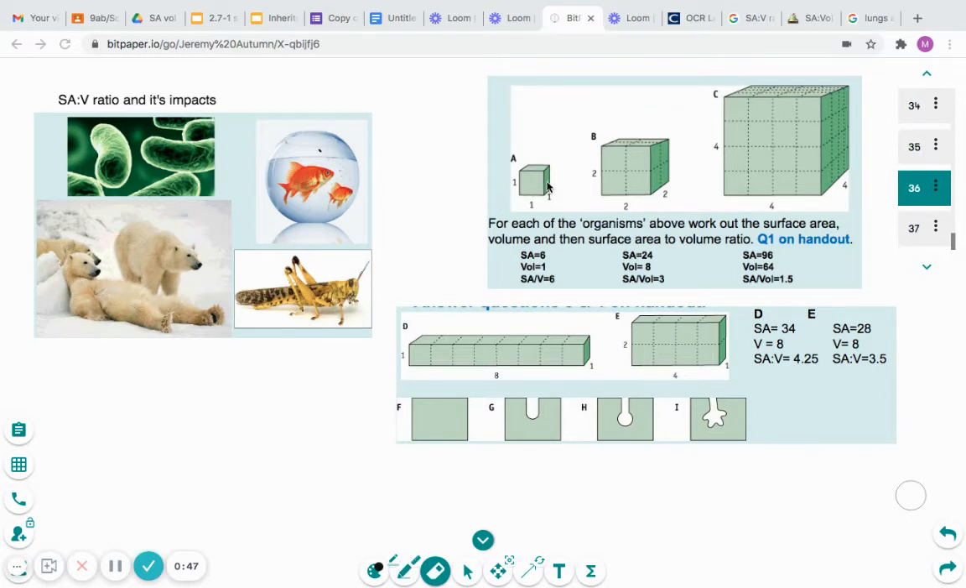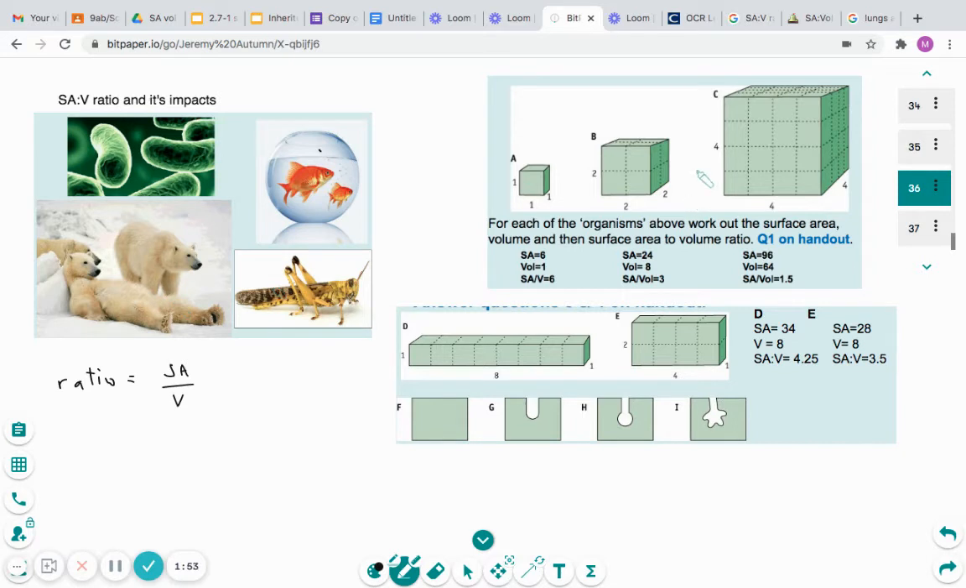If you look here, you can see there's a box which is 1 centimetre by 1 by 1. Okay, so if it's got 6 sides, it has a surface area of 6 centimetres squared. Its volume, you'd have to do width times depth times height, which would be 1 times 1, gives you a volume of 1. So overall, its surface area to volume ratio is 6, because to work out surface area to volume ratio, we have to do, if I just write it here, ratio equals surface area divided by volume.